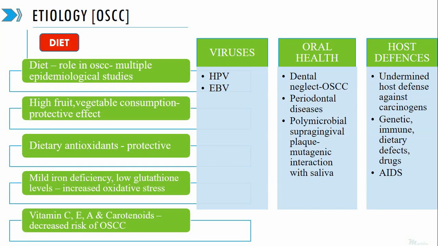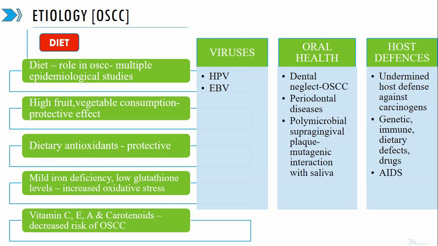Further, there are different components or factors which are considered as possible risk factors for oral squamous cell carcinoma. The role of diet, even though minor, cannot be neglected. According to various epidemiological studies, diet plays some role in the development of carcinoma. People who have a high fruit or vegetable consumption have shown a protective effect on the oral mucosa. Diets rich in antioxidants also show a protective effect. Diets deficient in iron and glutathione show increased oxidative stress, which can be a precursor for development of carcinoma. Diets deficient in vitamin C, vitamin E, vitamin A and carotenoids also show an increased risk of oral squamous cell carcinoma.